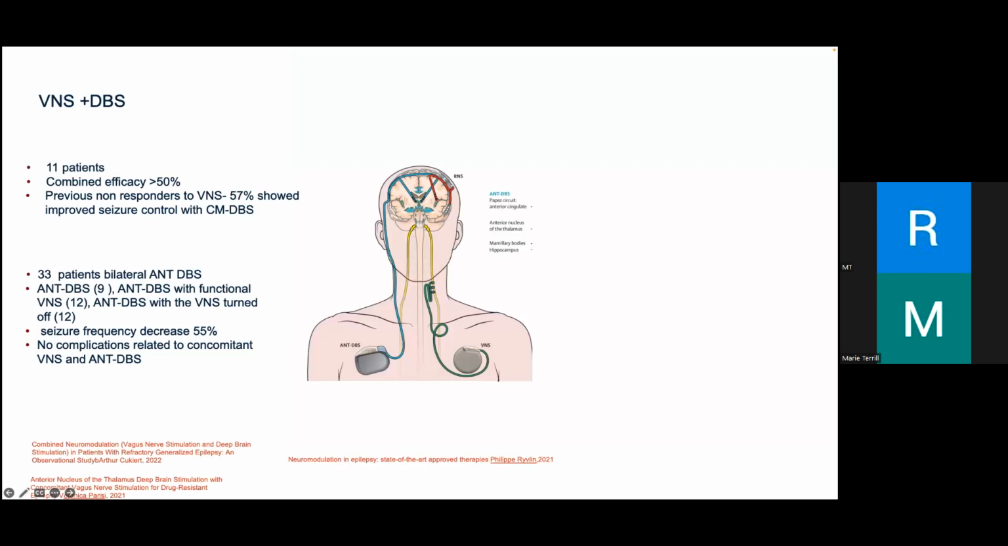For example, there are studies looking at combining DBS with VNS. The first was looking at 11 patients where you had central median DBS combined with VNS, showing a combined efficacy of more than 50%. And patients who were previous non-responders to VNS showed a better response when DBS was implanted, again showing a synergistic interaction between the two. Second one was 33 patients looking at anterior nucleus DBS with VNS. Again, seizure frequency reduction was modest, to about 50%, and there were no device-related complications with concomitant VNS and DBS use.